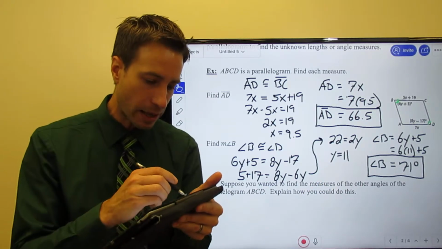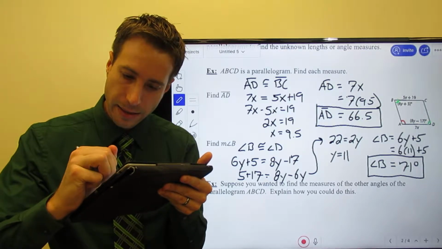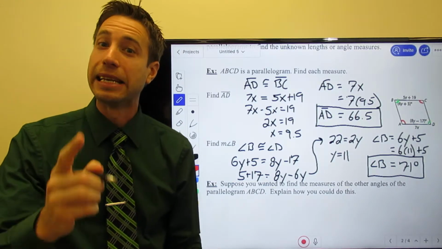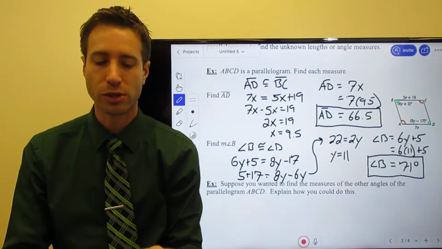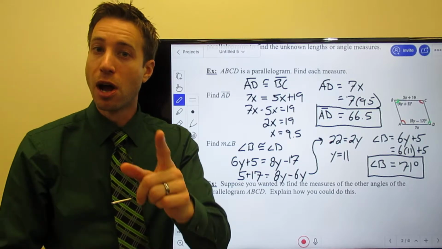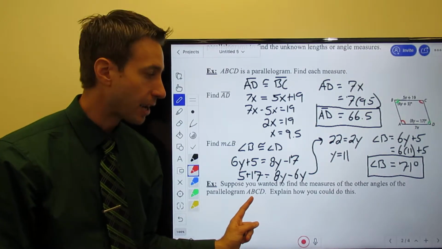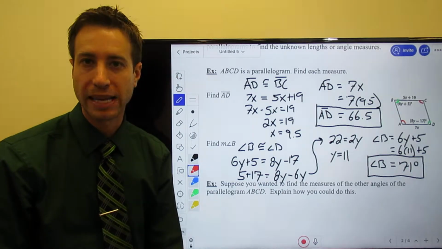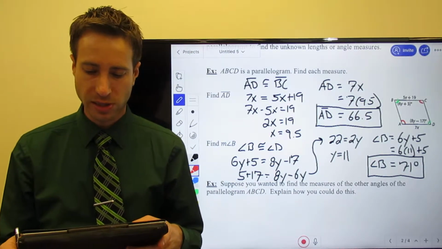What angles am I talking about? I'm talking about these angles right here, A and C. Now again, you know that opposite angles have to be congruent. So you know that angle A and angle C both have the same measure. My question is, how could you find those angle measures? Go ahead and explain how you could do this. Well, we have a couple of options actually.